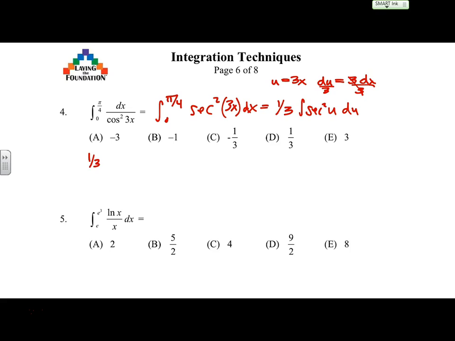Which is going to be 1/3 tangent. I'm going to go back to x's this time just so I can keep my x term from 0 to pi over 4. It's going to be 1/3 tangent of 3 pi over 4, minus tangent of 0, which is 0. Tangent of 3 pi over 4. Oh, that's 45 degrees in the second quadrant. -1.